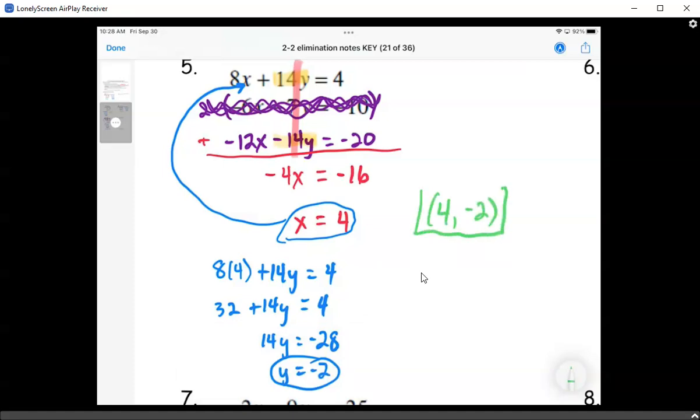Remember that this x value and y value that we're finding as our solution are the ones that fit into both equations. This specific x and y are the x and y that you could plug into either one of these equations and it would fit both of them.